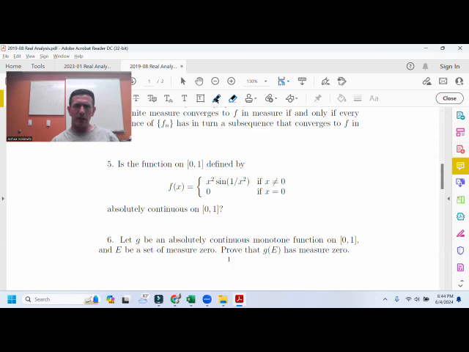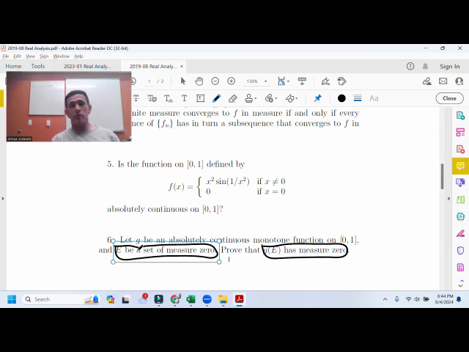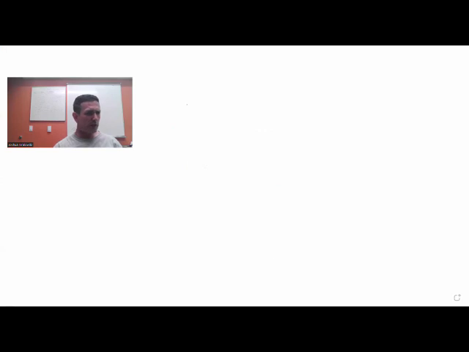This here is the key property: if E is a set of measure 0, then G of E has measure 0. This is the key property to proving that G maps measurable sets to measurable sets. So this is why it is important. This is saying an absolutely continuous monotone function maps measurable subsets of 0 to 1 to measurable subsets of 0 to 1. Right? And it is not true with just continuity. Okay, so how do we prove this?